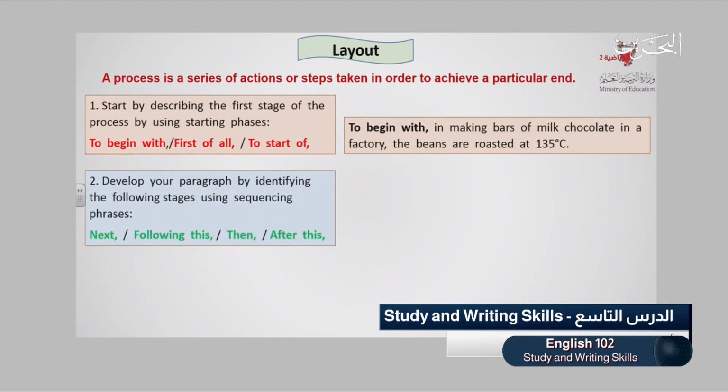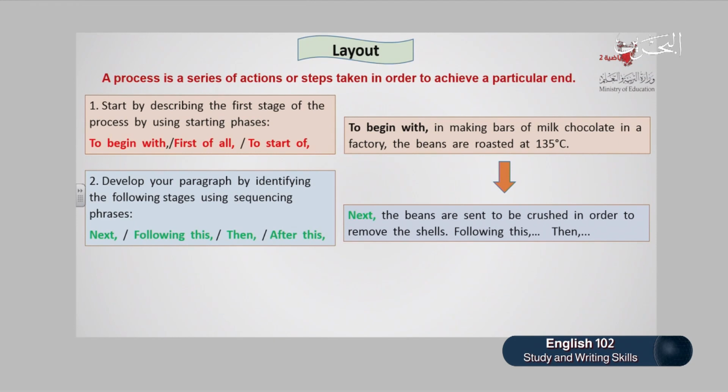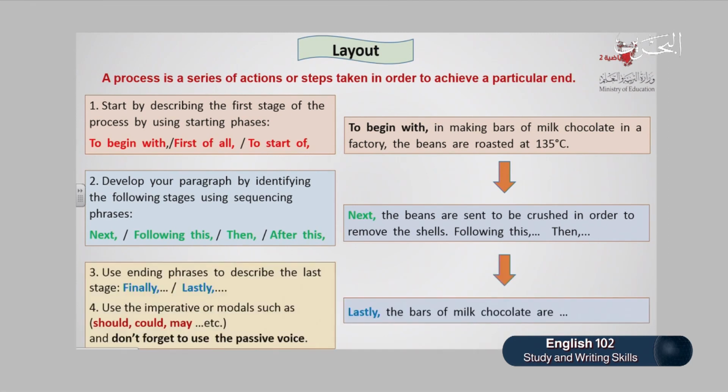When we're going to talk about the body, here come the steps of how we do things. So next, following this, then, after, and so on. For example, next, the beans are sent to be crushed in order to remove the shells, following, then, after that, next, and so on till the procedure is almost at the end. When we reach the end, we usually use finally, lastly, in the end, and we should always make recommendations by saying should, could, may. And last but not least, never forget to use the passive voice in academic writing.